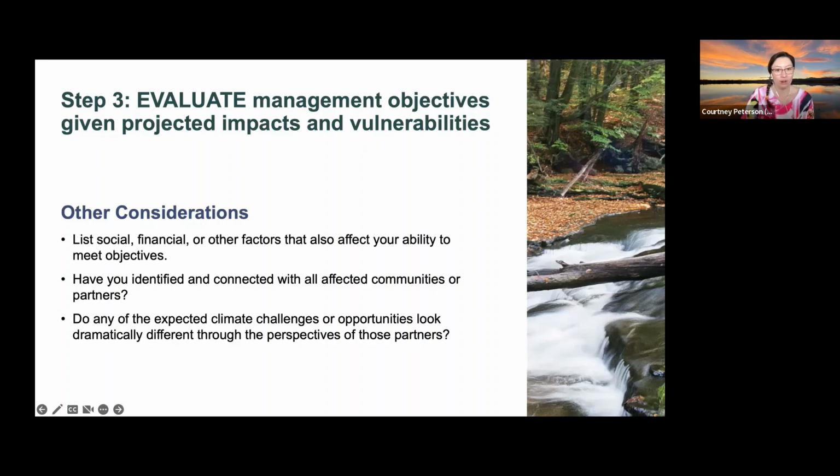And so we know that it's going to be more challenging to continue to provide that water given drought and increased temperatures. However, that access to that water is going to be critically important for that community moving forward. And so that's just another consideration, making sure that we're thinking about the perspectives of those community members given those different climate challenges and opportunities in this step as well.